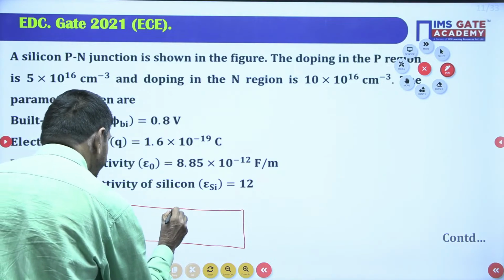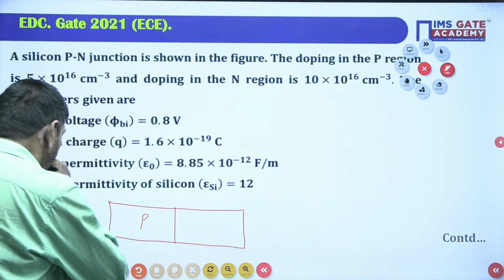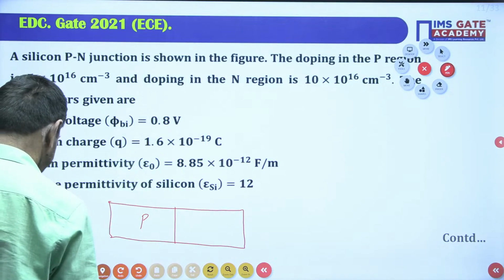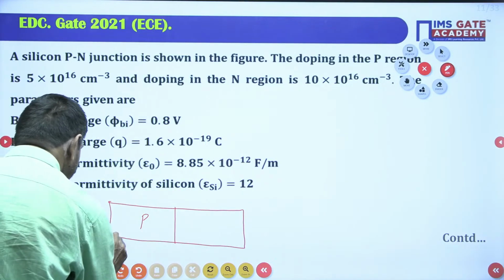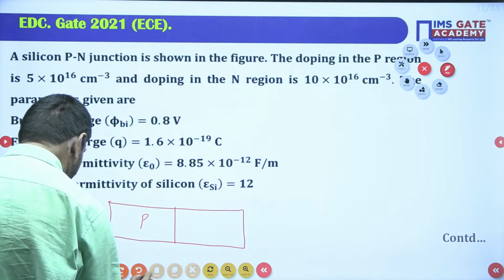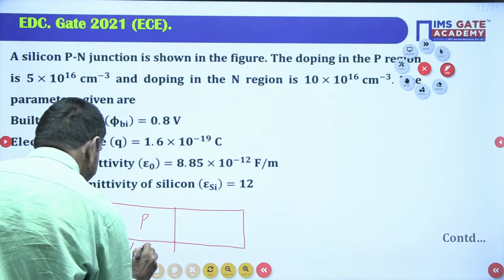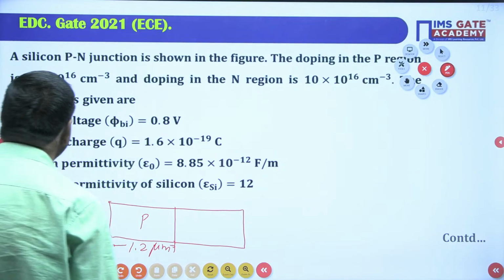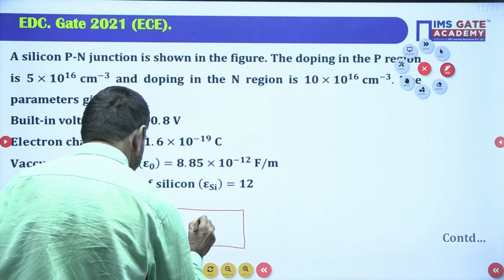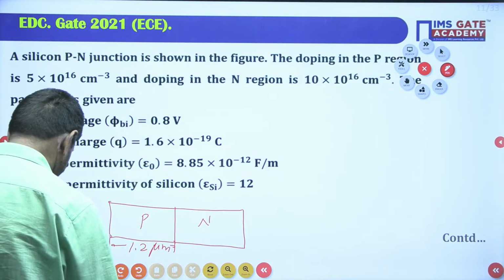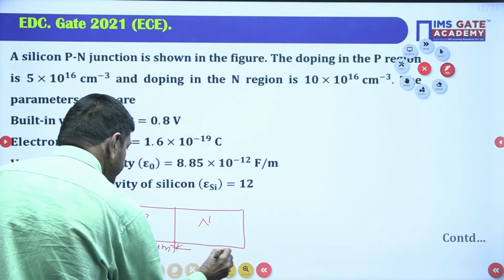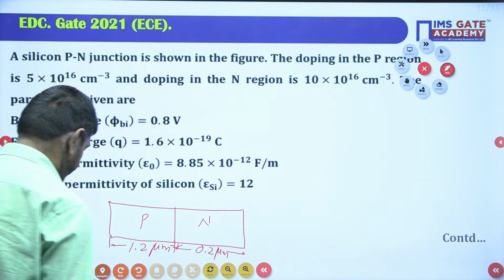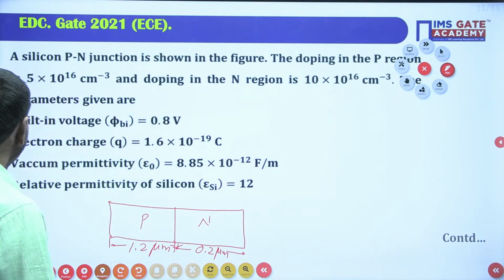This is a p-type region, as shown in the figure. That figure is this only. This is 1.2 micrometers, this one. This is n-type. This is 0.2 micrometers. It is given as 0.2 micrometers. That's all.